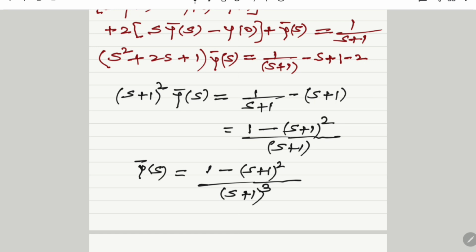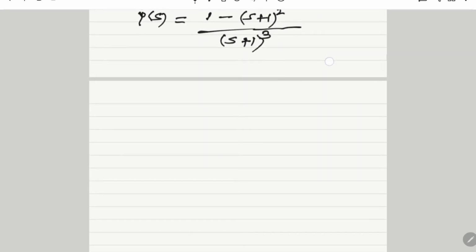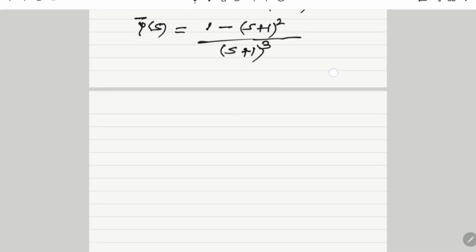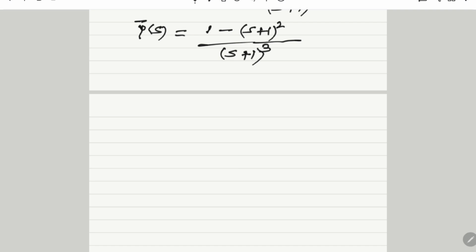And then taking separate division, we get 1 upon s plus 1 whole cube minus s plus 1 whole square divided by s plus 1 whole cube. The remaining term is 1 upon s plus 1.